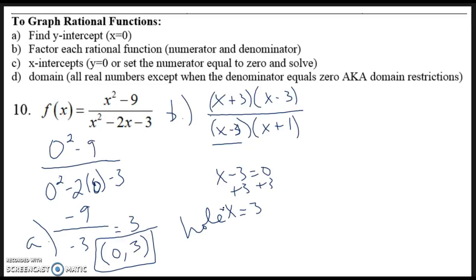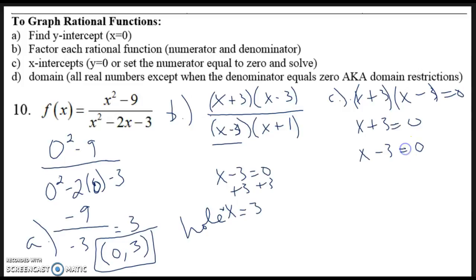We will talk more about that next week, okay, if you're totally lost right now. X-intercepts, set the numerator equal to 0. So for step C, I have (x plus 3)(x minus 3) equals 0. Yeah, we need some parentheses there. So I have x plus 3 equals 0. X minus 3 equals 0.